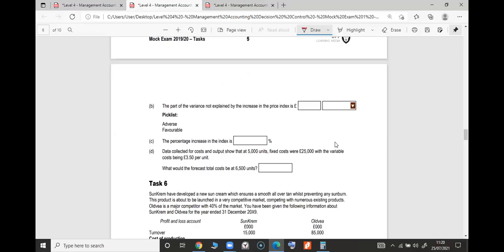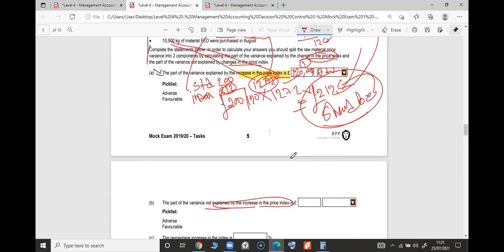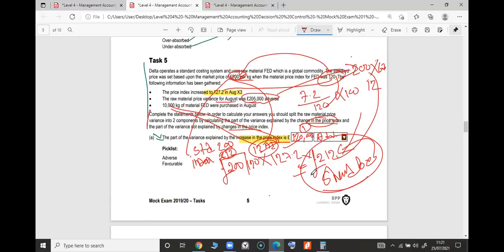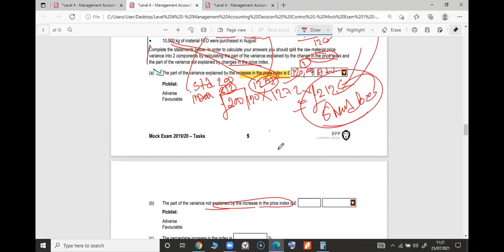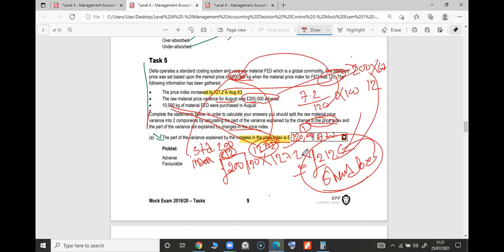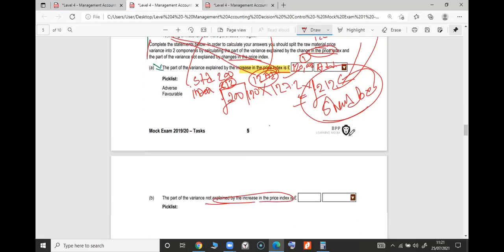Second one, part of the variance not explained by the increase in the indexation. Now it's better to do some work. Yeah. Umit says 85,000 adverse. It is going to be adverse, but how? We got to do a little extra mile work here. Let me go over this. We're going to take into account this adverse variance, and I'll budget it, and then we are going to see how much it should cost and did cost.